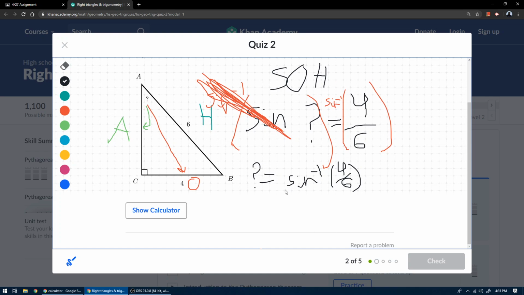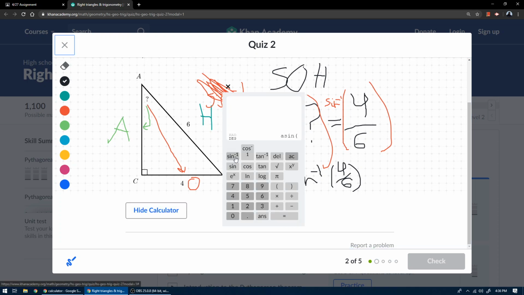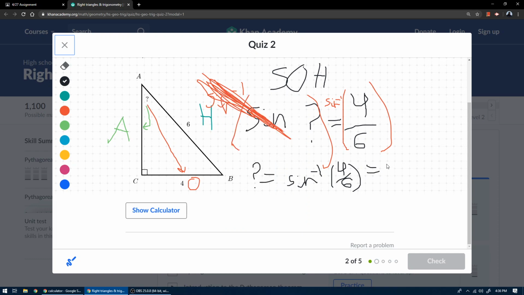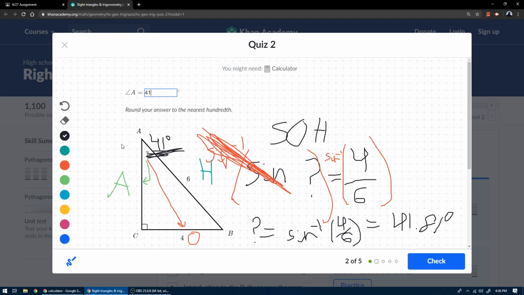So now this is something I can plug in. Inverse sine of 4 divided by 6. My answer would be about 41.81 degrees. This is an angle. Does it make sense? This is about 41 degrees. Does it make sense? Well, yeah, right? It could be anything between 0 and 90. If this was like 300, we know that would be wrong. But it appears to be this angle measure right here. So it's about 41.81 degrees.